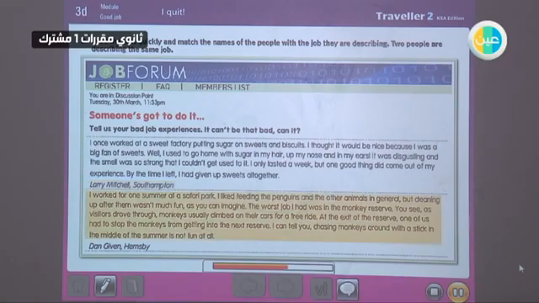I worked for one summer at a safari park. I liked feeding the penguins and the other animals in general, but cleaning up after them wasn't much fun, as you can imagine. The worst job I had was in the monkey reserve. You see, as visitors drove through, monkeys usually climbed on their cars for a free ride. At the exit of the reserve, one of us had to stop the monkeys from getting into the next reserve. I can tell you, chasing monkeys around with a stick in the middle of the summer is not fun at all. Dan Given, Hemsby.